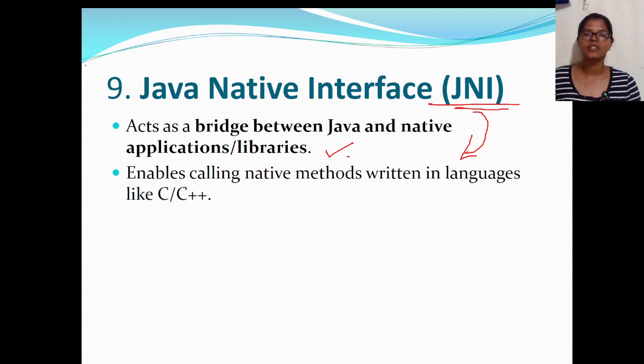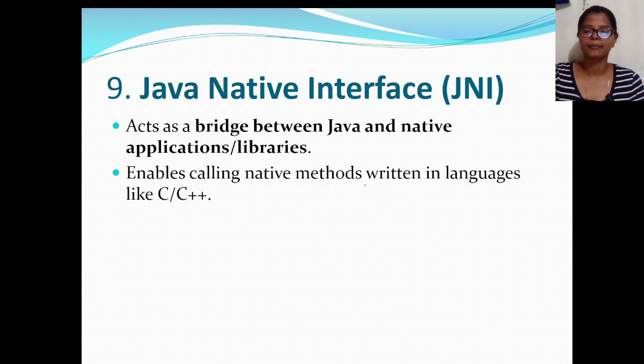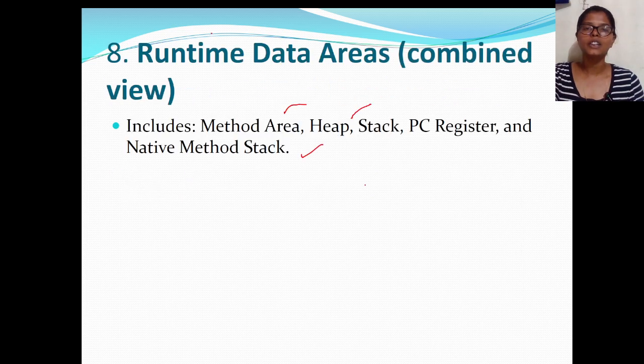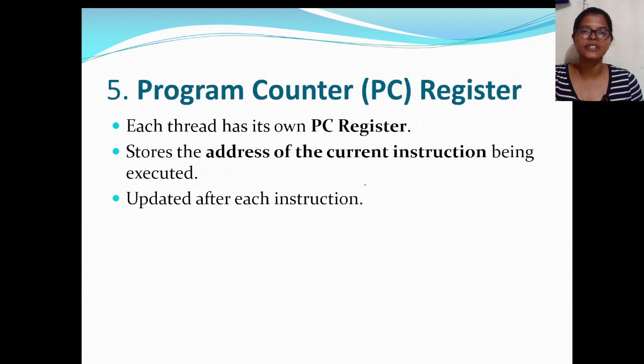Yes or no? In the native method interface we discussed the native method stack. So through JNI we can run non-Java code, either C or C++. This interface enables calling native methods which are written in other languages like C or C++. So finally, you understand this architecture of JVM.